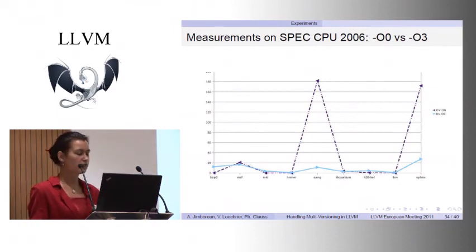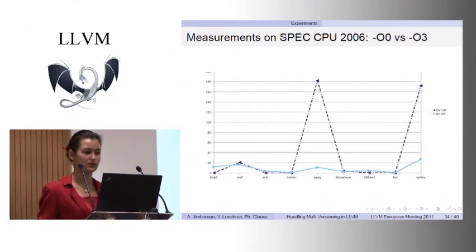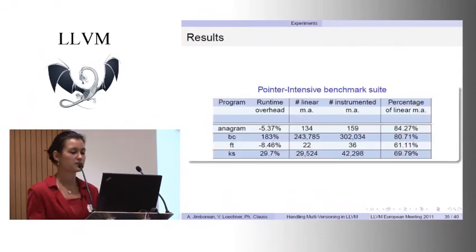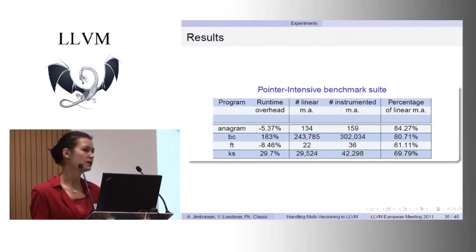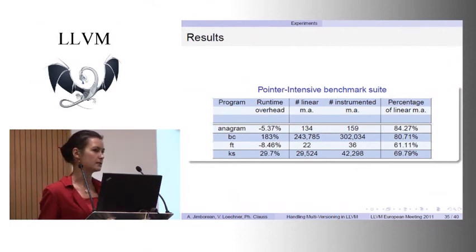So even with O3, even though we had to prevent some optimizations, we still get rather good results, I would say. We have a good chance to optimize the code and to obtain good performance afterwards. To show the results on the pointer-intensive benchmark suite, this is not really relevant for the runtime overhead, because the execution time for these examples was very, very low, of the order of a few milliseconds, but it is really relevant for the percentage of linear memory accesses, because it varies from 60 to 85, even in the case of memory accesses performed via pointers or indirect references and so on.